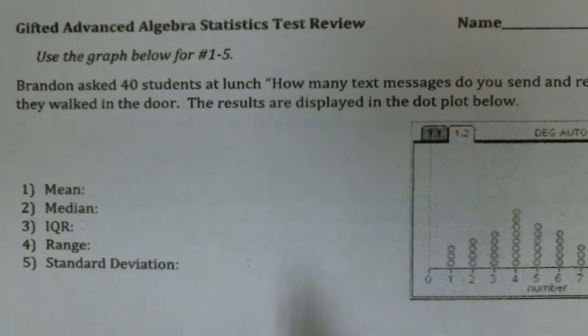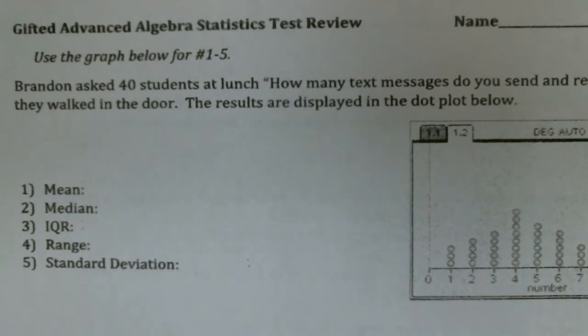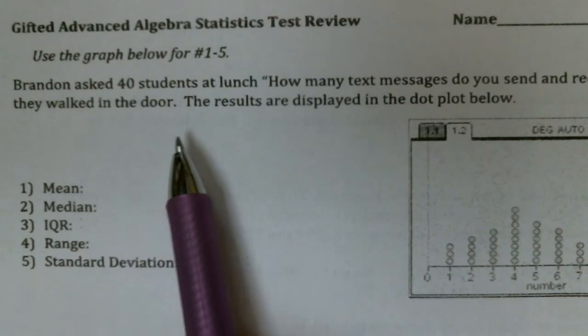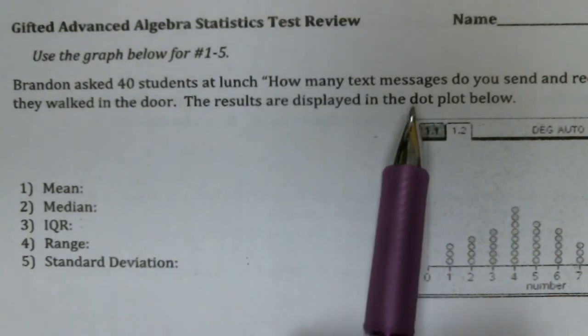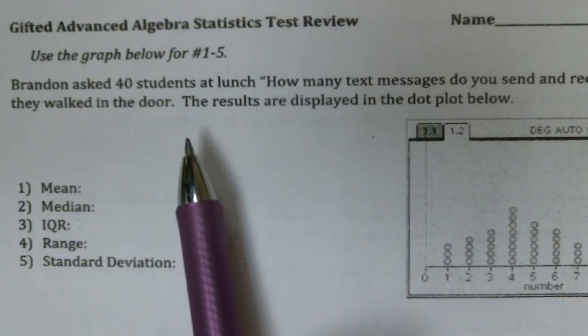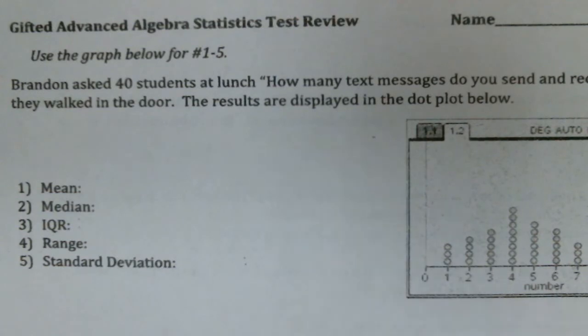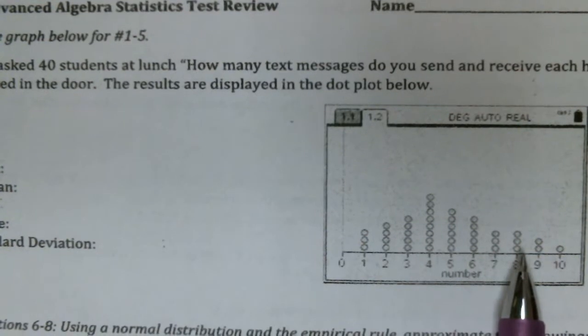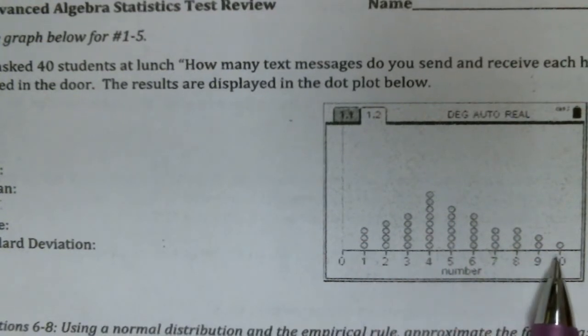So number one, we're back to our box plots and mean, median, or measures of spread. And it says, Brandon asked 40 students at lunch, how many text messages do you send and receive each hour as they walked in the door? The results are displayed in the dot plot below. Okay, so I've got a bunch of data here. So the easiest thing to do, guys, is just to list out each of these different numbers.